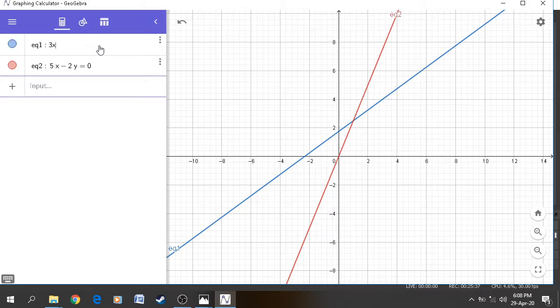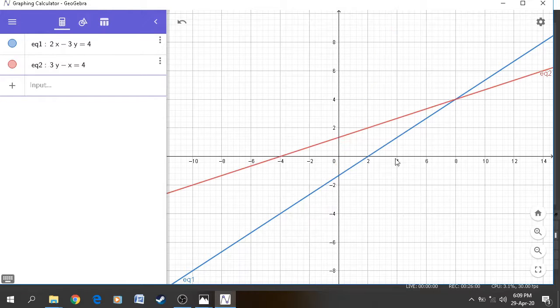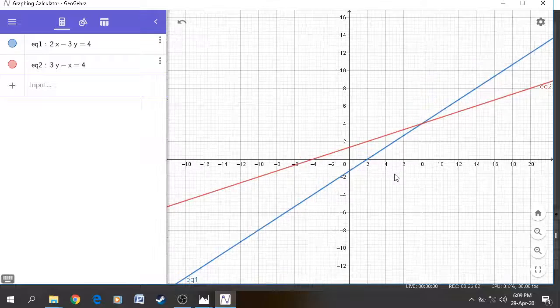We will try to calculate 2x minus 3y is equal to 4, and equation number 2 is 3y minus x is equal to 4. So this is the answer.